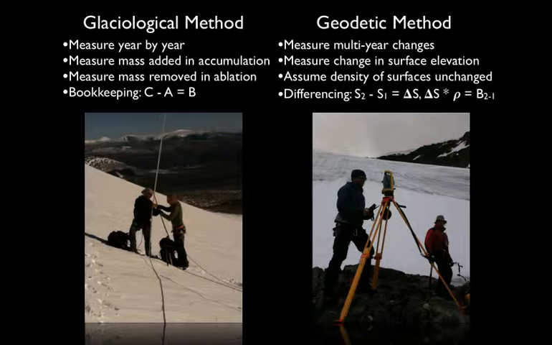To begin with, I should mention the hydrological method. This method relies on measurements of precipitation and stream flow. It is the least common method, but it can give valuable data, especially for estimating internal processes. The two main methods of mass balance calculation are the glaciological method and the geodetic method.